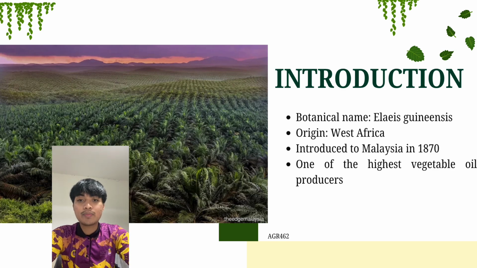So, oil palm is scientifically known as Elaeis guineensis, and it belongs to the family Palmae. Oil palm originally came from West Africa and was later introduced to many tropical countries, including Malaysia. In Malaysia, oil palm was first introduced in 1870 as an ornamental plant before becoming an important plantation crop.